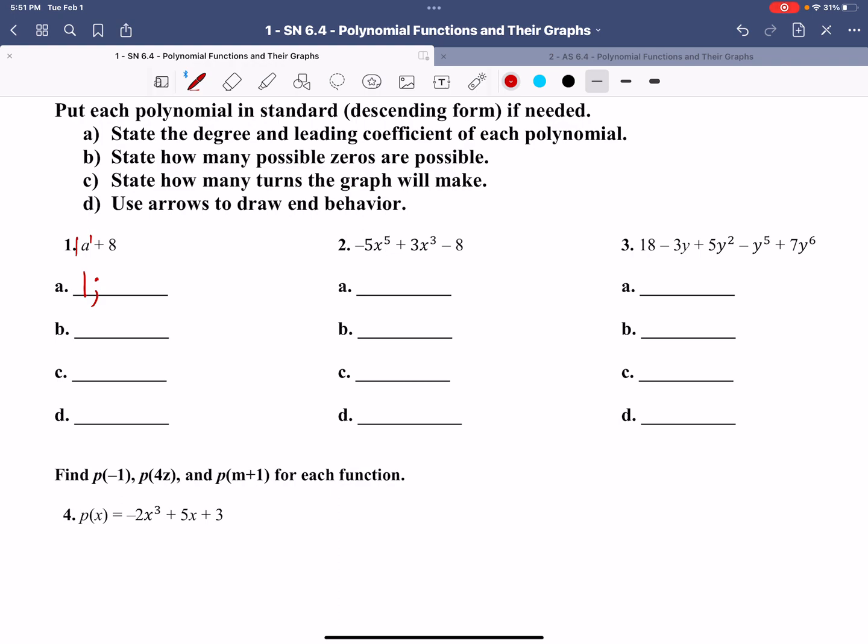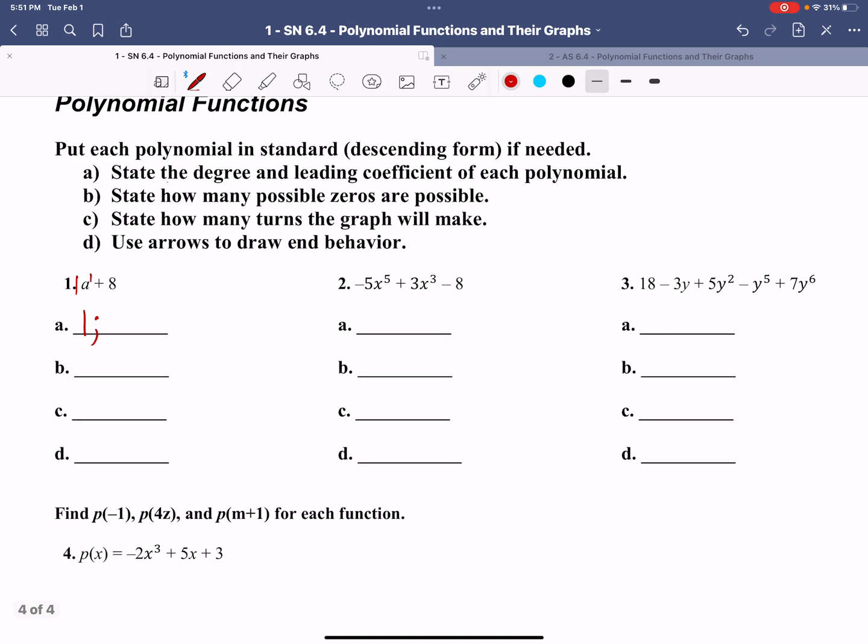And what I'd like you to do is change this right here. Instead of state the degree and the leading coefficient, this should say state the degree and the sign of the leading coefficient. So the sign on the 1 is positive. Okay, so not only do I have a 1 and it's positive, but remember 1 is an odd number. So how many possible zeros am I going to have? I have a degree 1, so I have 1 possible solution. How many turns? I'm going to take the degree and subtract 1, so 0 turns, because this will be a straight line.